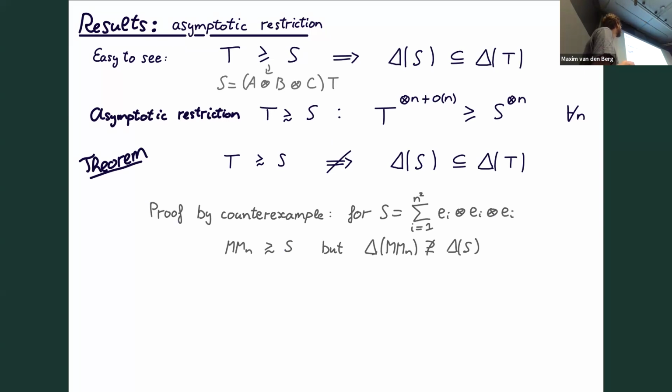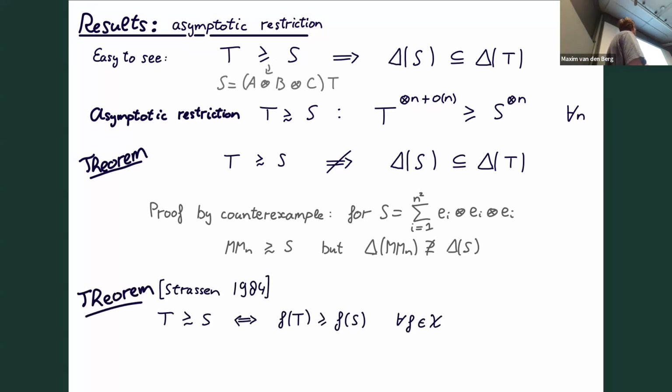So I again look at this unit tensor, in this case S of n squared. And it's actually known that there is an asymptotic restriction from the matrix multiplication tensor to S. So that was known before. But by the previous result, we actually found that this one is not contained in the matrix multiplication, just because it doesn't have this point that I mentioned on the previous slide. So that proves that this cannot be true.